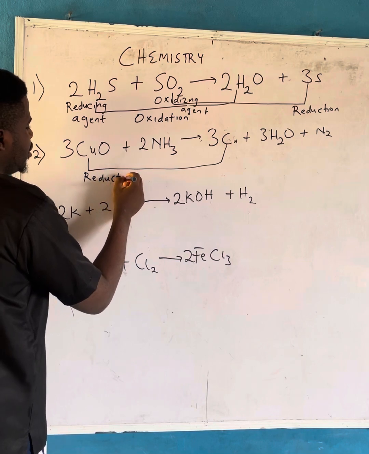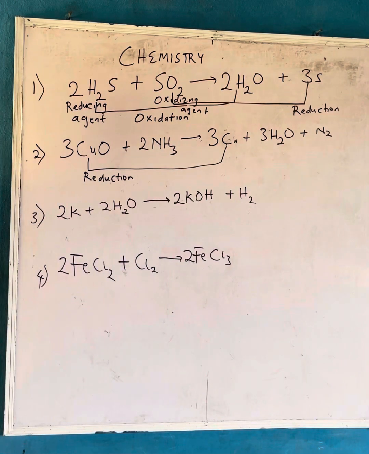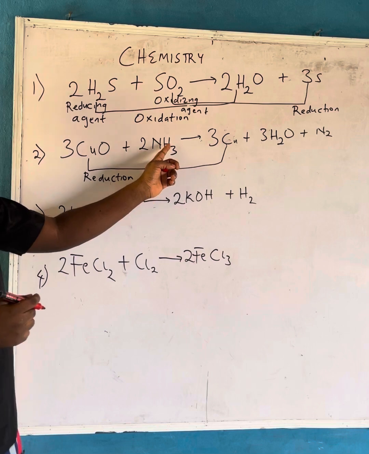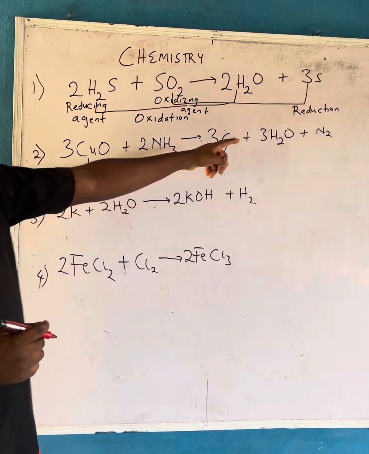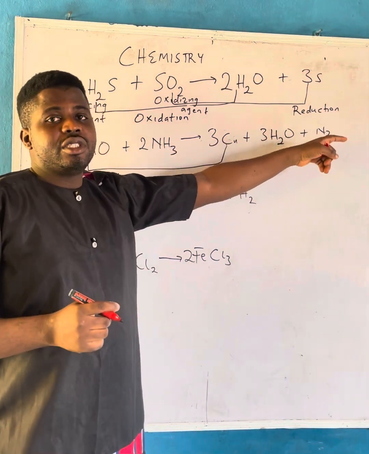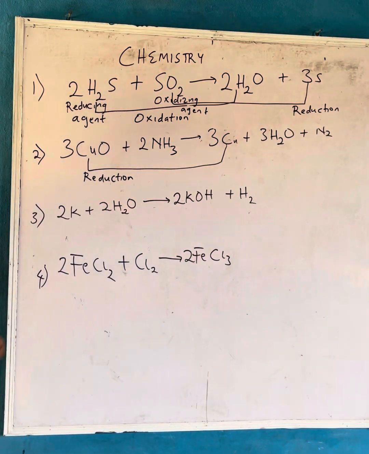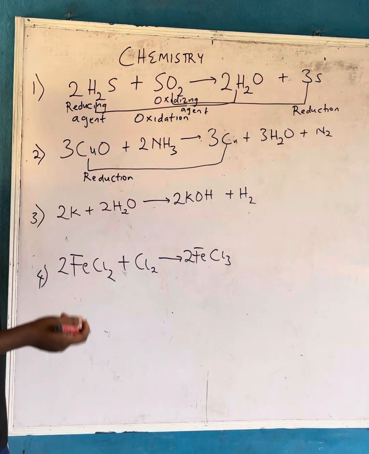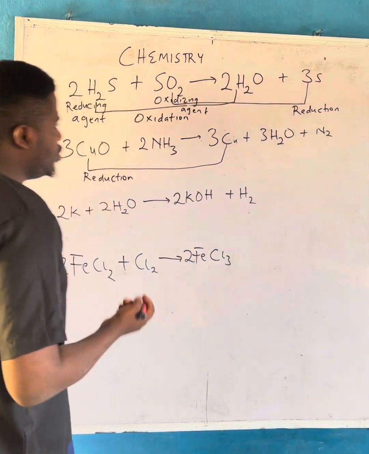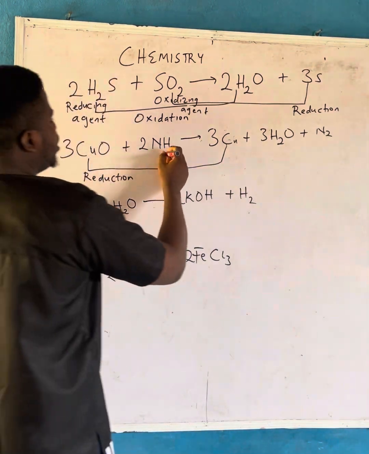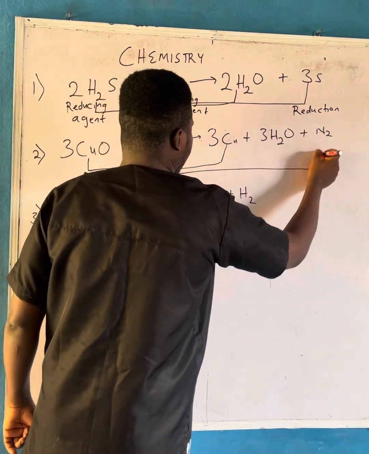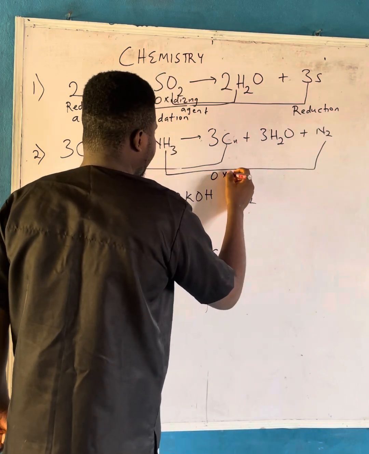Oxygen has been removed. And then if you notice something about this NH3 here, we have NH3 here, and then we just have a nitrogen molecule here. So the hydrogen has been removed. And I've already said also that oxidation is the removal of hydrogen. So oxidation is occurring here. So this is oxidation.